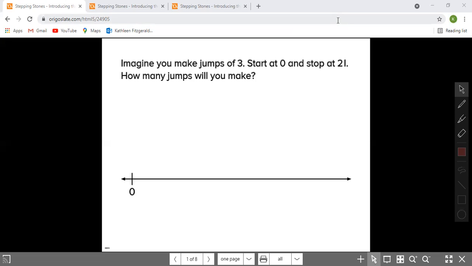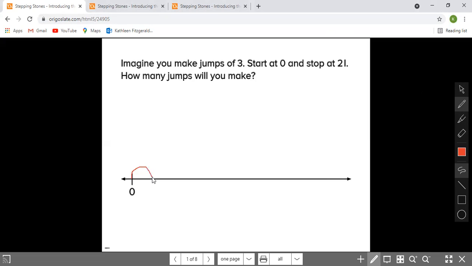Okay, let's get started on our maths today. We're looking at dividing by 3. And if you know your multiplication times tables for 3, division is the opposite of multiplication. So let's get started with our first one. Imagine you make jumps of 3. Start at 0 and go to 21. How many jumps will you make?